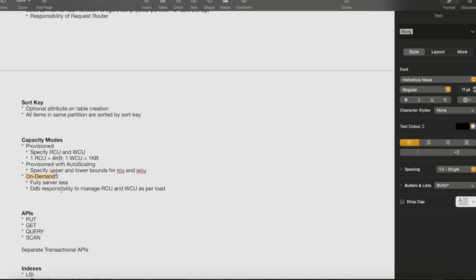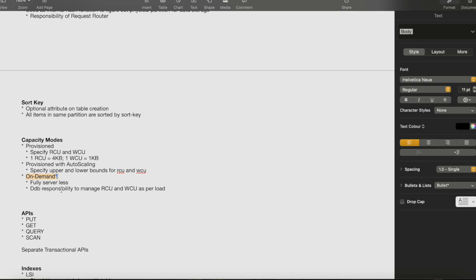There is one small caveat in this, which is that it specifies some base numbers. For RCU I think it is 3000, and for WCU it is 1000. If you're breaching that limit, then for a certain point of time, let's say 1 minute or so, DynamoDB will scale the traffic and increase that threshold to double of whatever it was earlier.